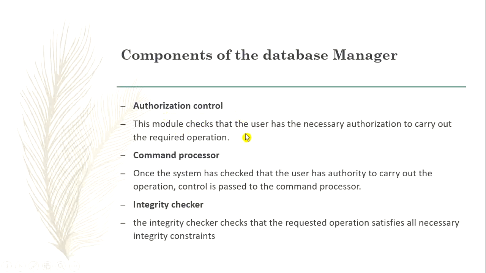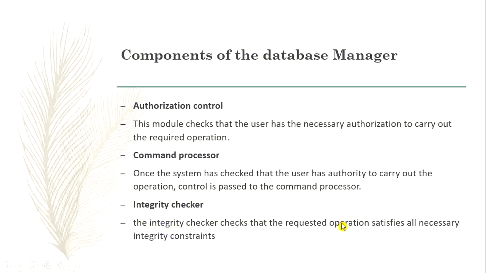Authorization control. This module checks that the user has necessary authorization to carry out the required operation. Again, not all the users should access all your data. So this authorization control should check if the user is allowed to access this particular information or not. Command processor. Once the system has checked that the user has authority to carry out the operation, control is passed to the command processor. So after authorization control, everything is okay, it will pass the control to the command processor.